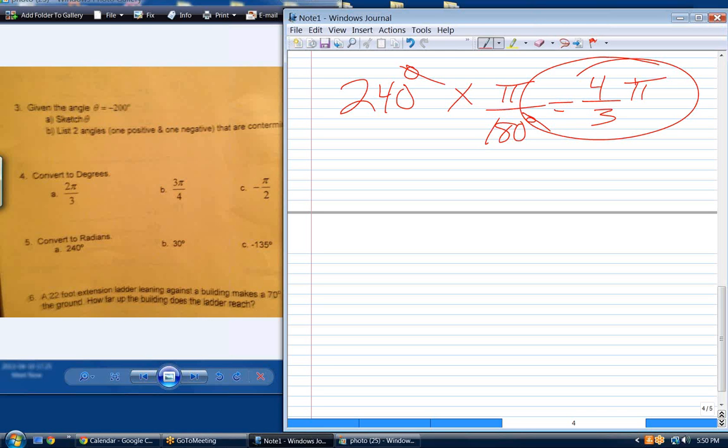All right, let's do a simplify. We'll probably do 30 degrees. You remember what 30 degrees is, just from memory? It's pi over 6. Okay? And minus 135 degrees.